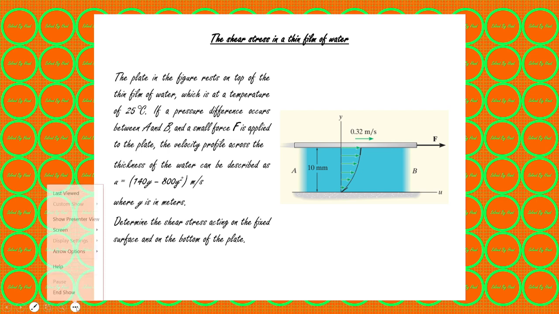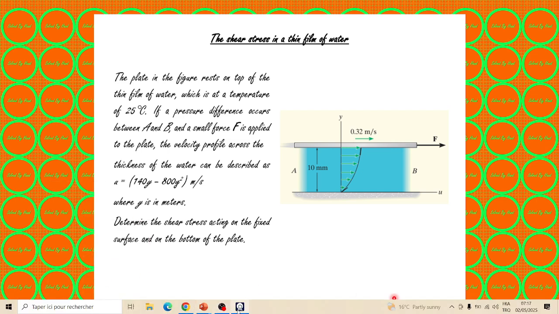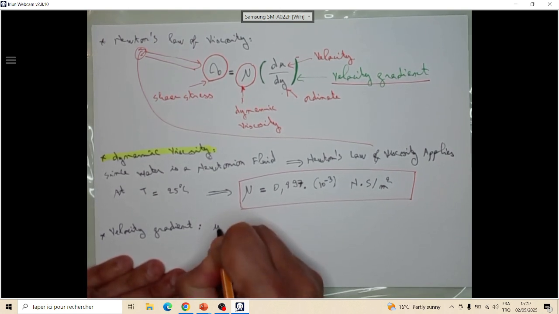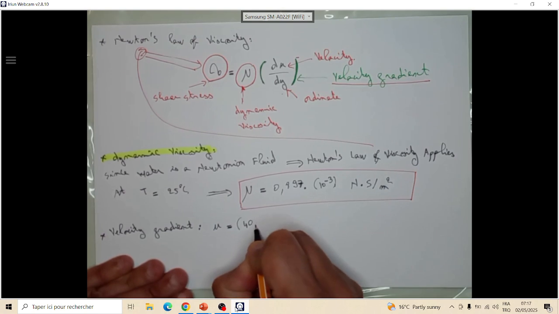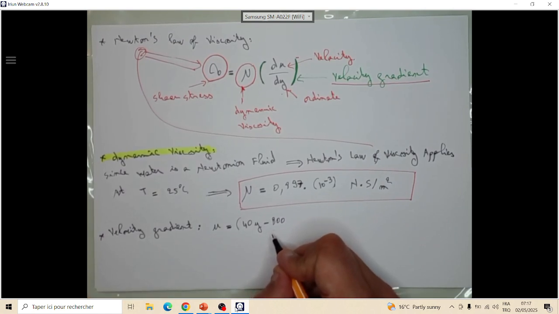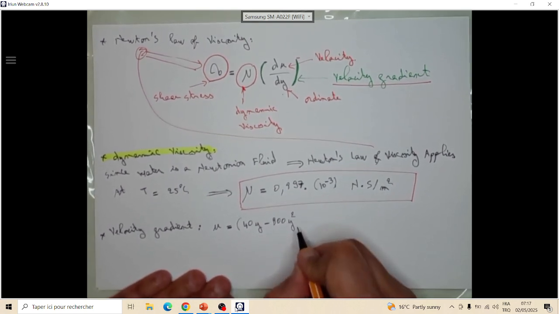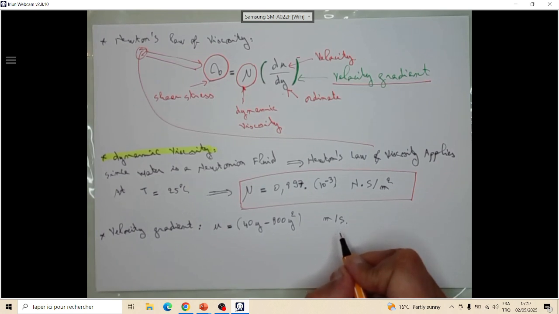So let's go back to our paper. For the velocity gradient, we will use this equation. u is equal to 40 times y minus 800 times y squared, and the unit here is meter per second. I took this from the problem.